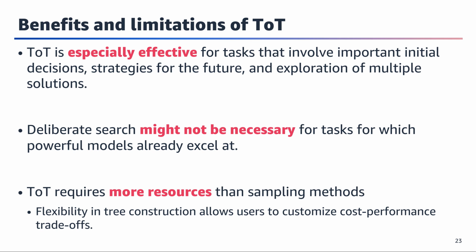One of the key advantages of tree of thought is the flexibility it offers in constructing the thought tree. Users can customize the tree structure, depth, and branching strategies to strike a balance between computational cost and performance, tailoring the approach to their specific requirements and resource constraints. While tree of thought demands more computational resources compared to simpler sampling methods, it offers a systematic and thorough exploration of the solution space, leading to more informed and well-reasoned decisions, particularly in complex problem-solving scenarios.